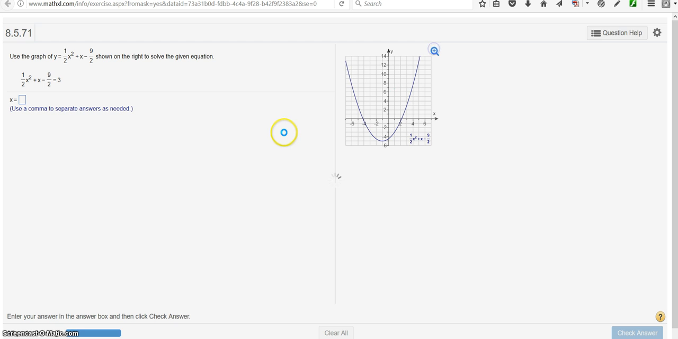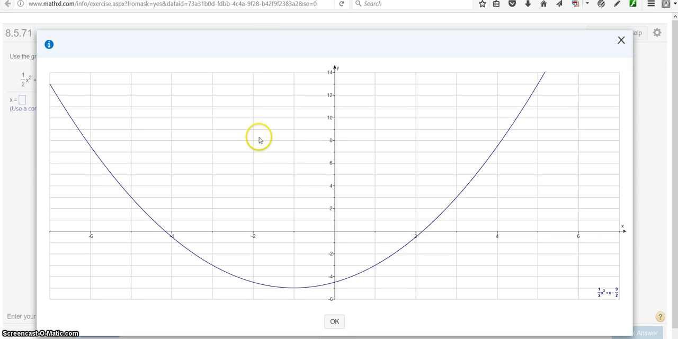So we're just going to come over here and look at this graph, and we're going to see where y equals 3. So here's y equals 3. We go over. Looks like one answer is x equals 3. And then the other answer would be over here. When y equals 3, it looks like x is -5. So your two answers would be -5 and 3. And that's all there is to that one.